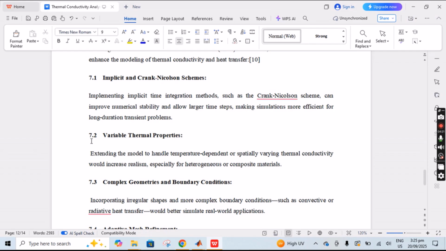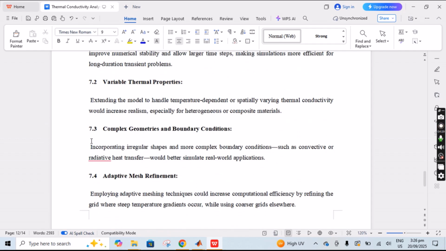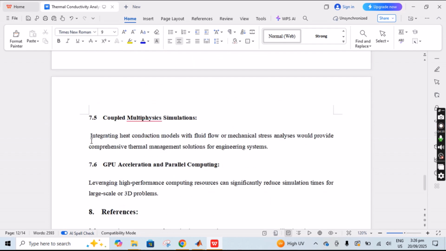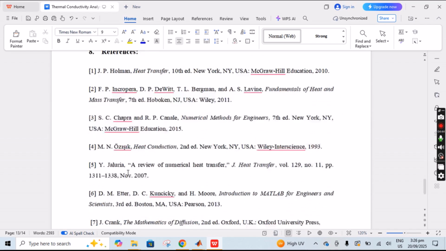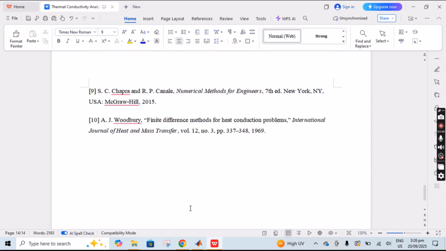basically I have concluded how implicit and Crank-Nicolson schemes are implemented, what variable thermal properties we have used, complex geometric and boundary conditions, adaptive mesh refinement, and coupled multi-physics simulation basically, okay, and GPU acceleration and parallel computing. So these are the references I have added in it.